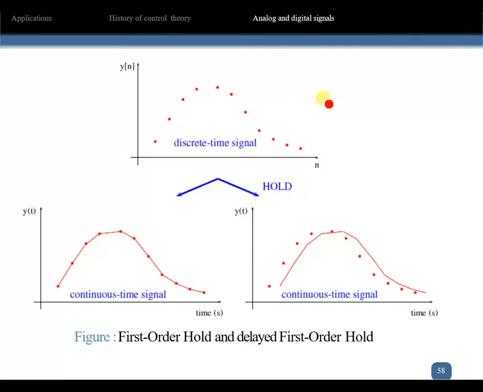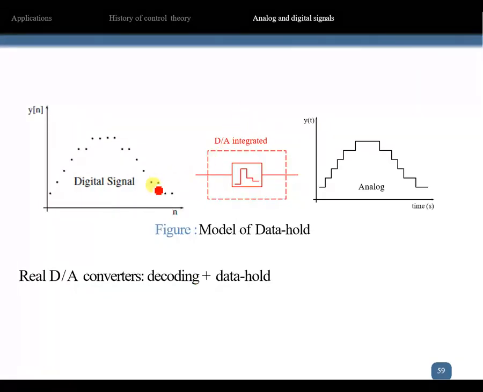Another function we can use to change the discrete to continuous time is a first order holder. The first order holder and the zero order holder we will discuss later, but just know the definition of this function. That means changing digital to analog. That's it. If you have a digital signal with a zero order holder or first order holder, you can change it to an analog signal.